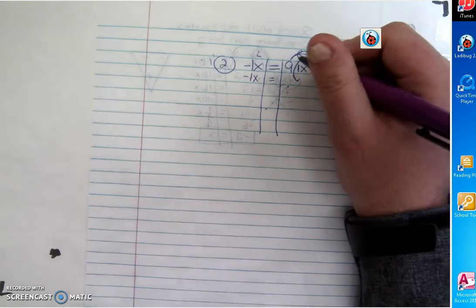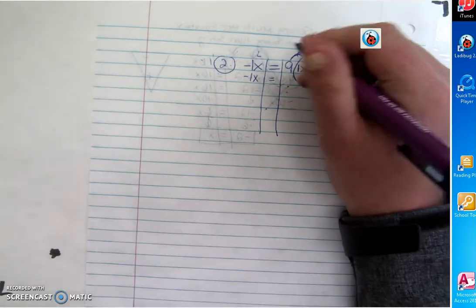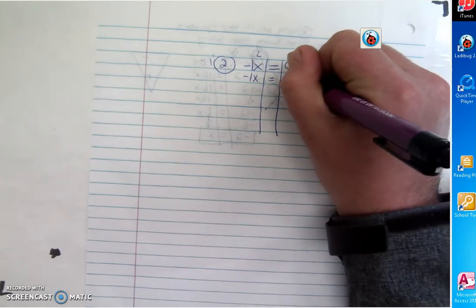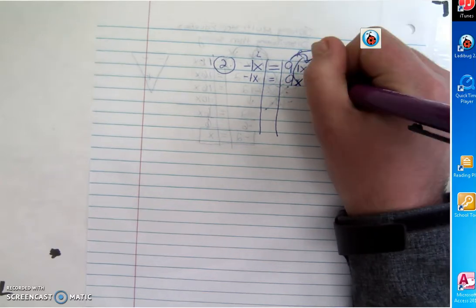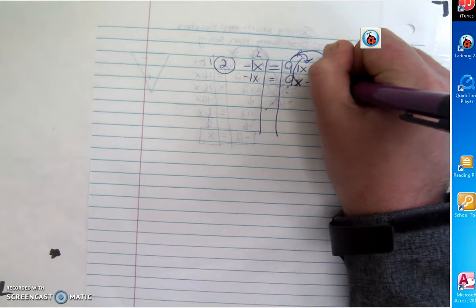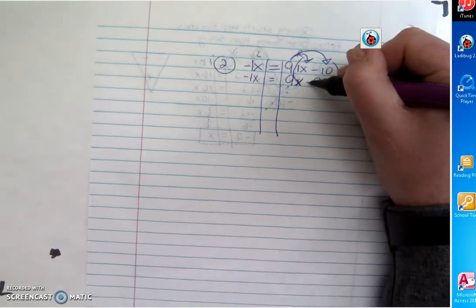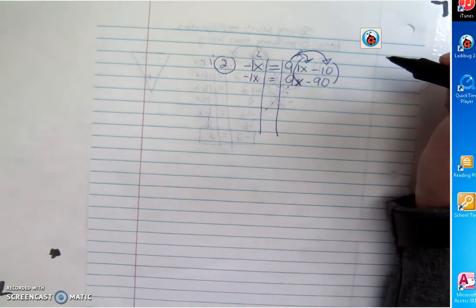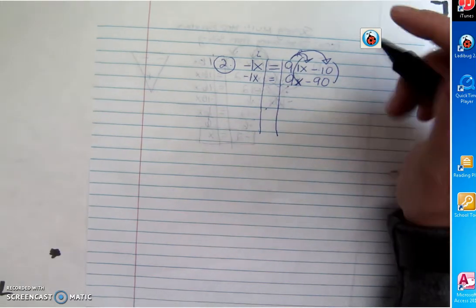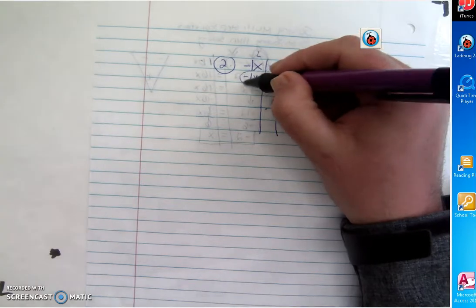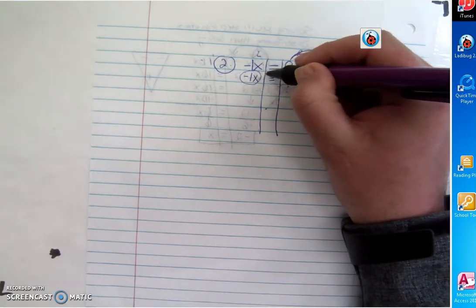Alright, now we're going to distribute the 9 times the 1x, multiply, and we get 9x. And then 9 times the 10, and we get negative 90. The reason why it's negative 90 is because you have a positive 9 times a negative 10, that's a negative 90.